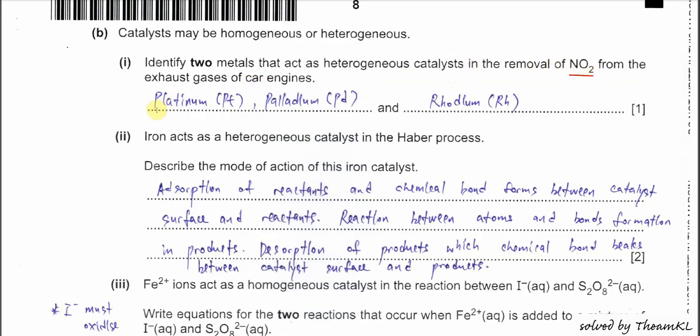You can actually get this from the periodic table. No worry, you need not memorize the names. You can get them from the periodic table; just roughly know where they are. So they are platinum, palladium, and rhodium. Remember, these are the three metals stated in your syllabus that are used for the removal of this NO2 in the car engine exhaust.